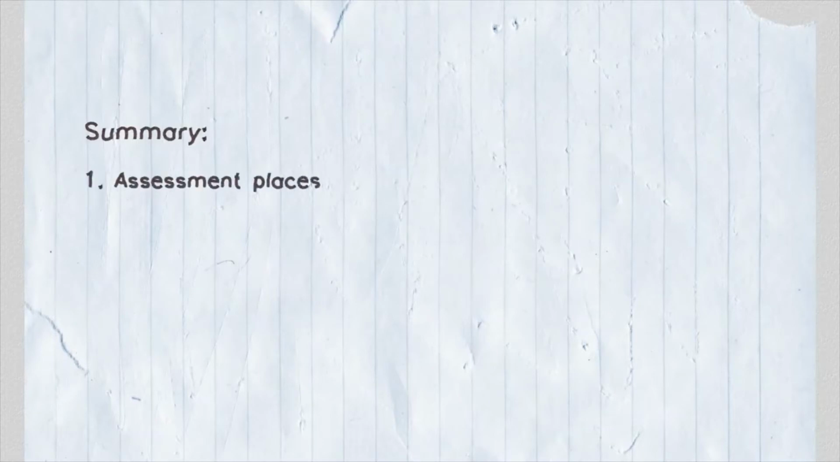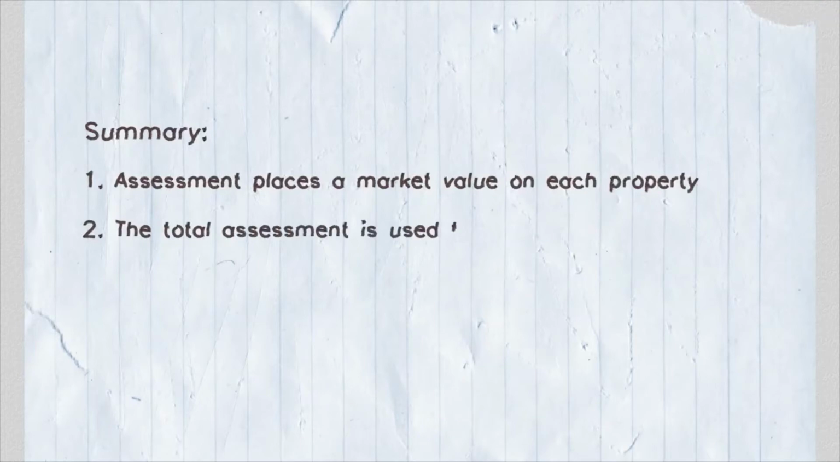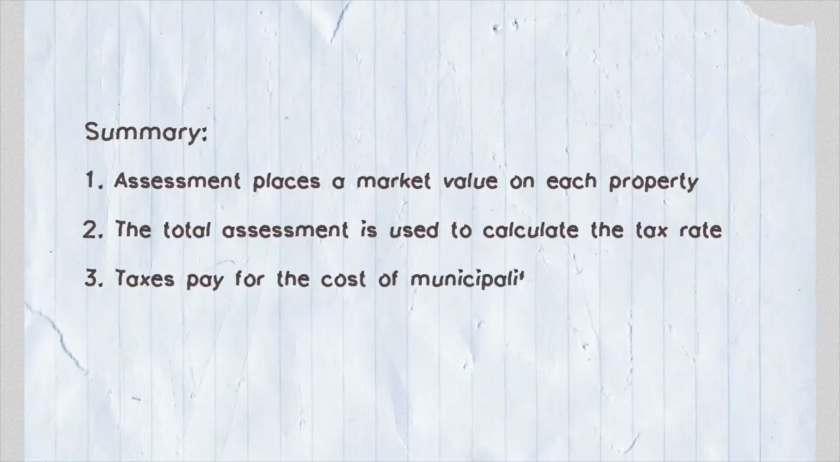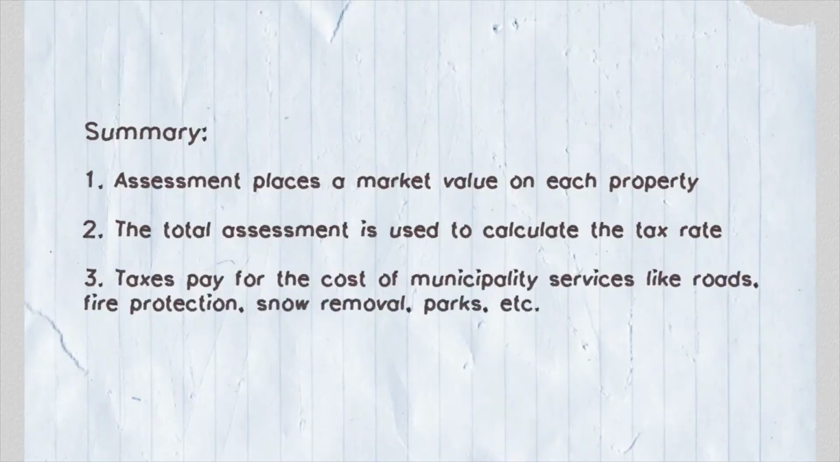Let's summarize what we've covered so far. 1. Assessment places a market value on each property. 2. The total assessment is used to calculate the tax rate. And 3. Taxes pay for the cost of city services, like roads, fire protection, snow removal, parks, etc.